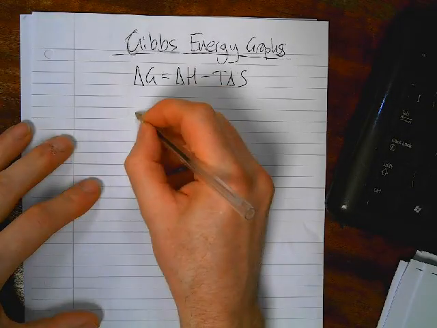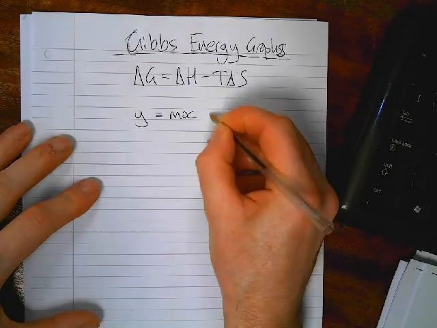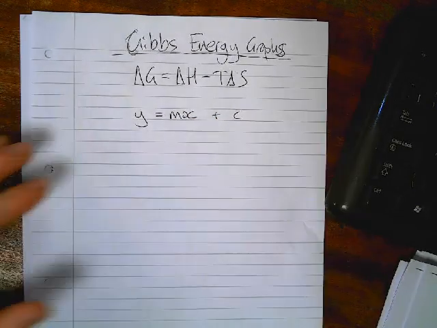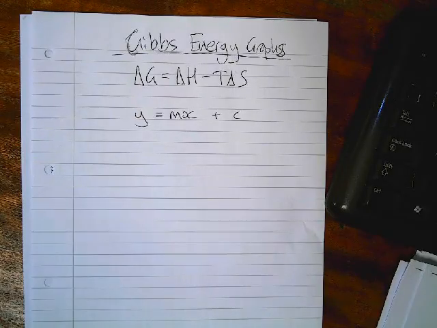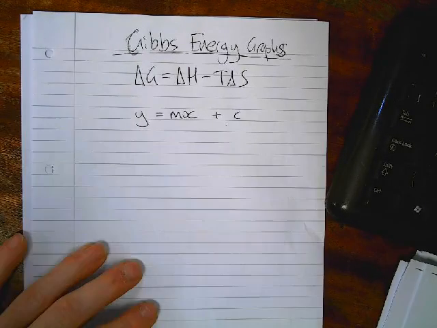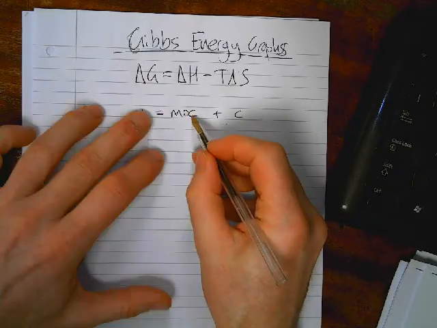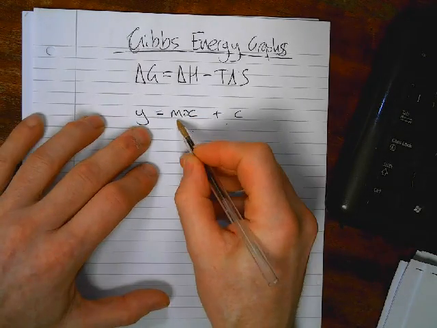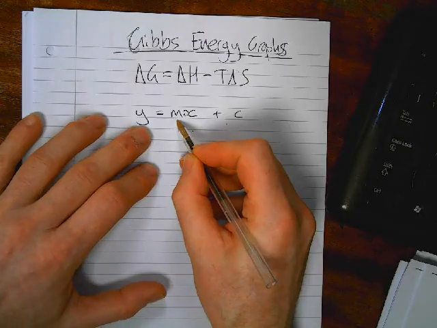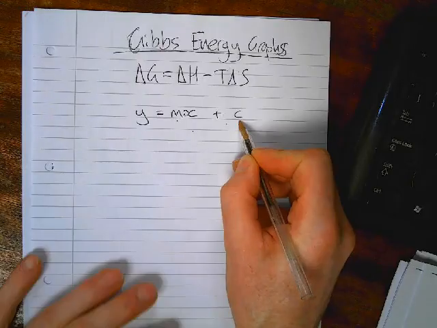So you should know that the equation for a straight line graph is y equals mx plus c. You should know that from GCSE. You're probably thinking already, oh my goodness, I didn't sign up for this. I thought I'd left these behind me. But y equals mx plus c, where y is what you plot on the y-axis, x is what you plot on the x-axis, m will be the gradient of the graph, and c will be the y-intercept of the graph.